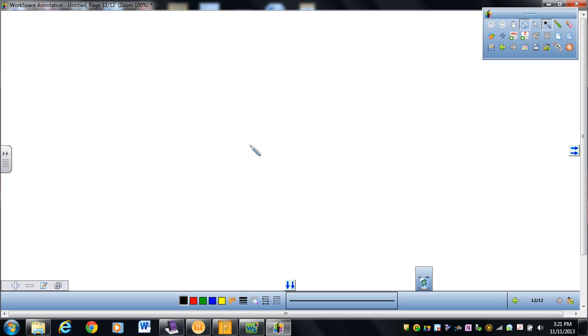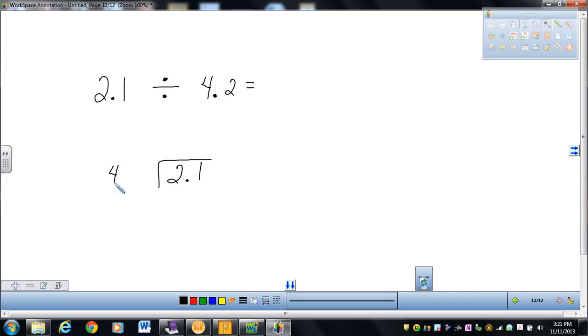Okay, moving on. We are going to go ahead and divide decimals. So I have 2.1 divided by 4.2. So I need to do 2.1, we write it the way we say it, divided by 4.2. Now, we cannot have a decimal outside the house, so we need to move him. So we move him all the way over here to get rid of him, okay?